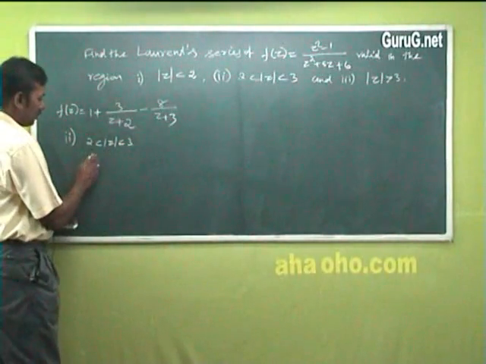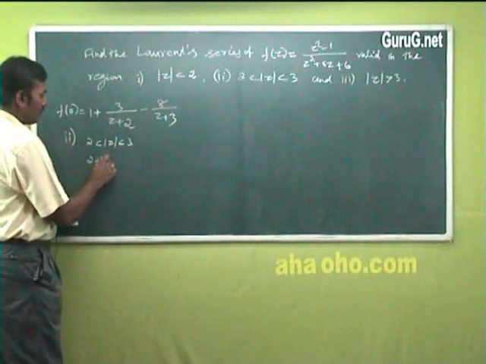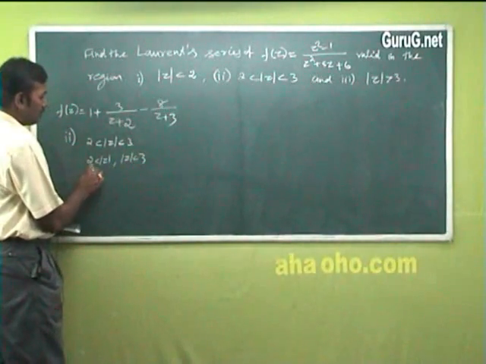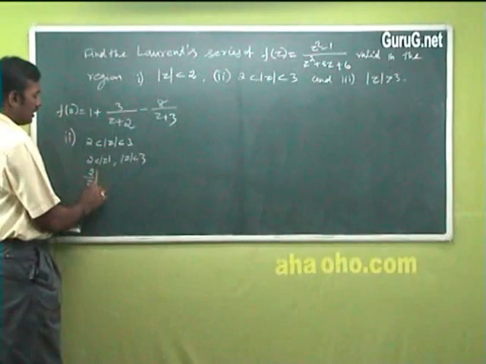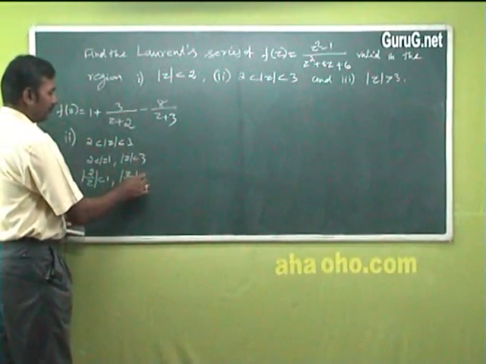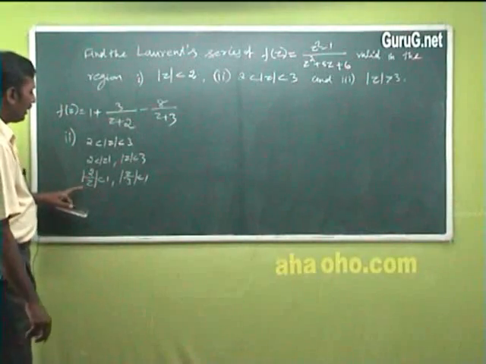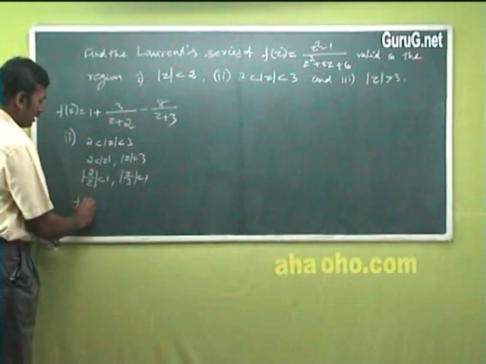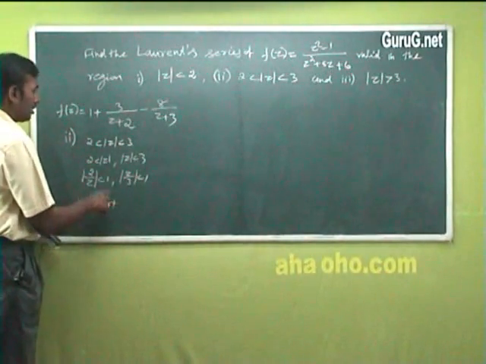Okay, you can split this. So 2 less than modulus of z and modulus of z is less than 3. Okay, so it is nothing but 1. 2 by z is less than 1 and z by 3 is less than 1. Okay, and we will get 2 by z and z by 3 in this f of z. So f of z equal 1 plus 2 by z.